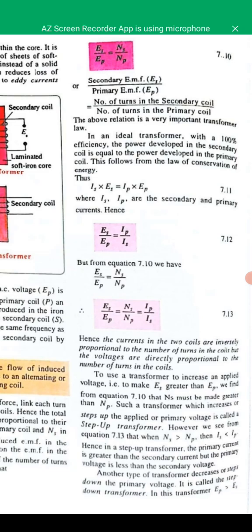So combining the three formulas in equation 7.13, we have ES over EP equal to NS over NP equal to IP over IS. Can you see how it changes now? So quickly, the ratio NS over NP is called the turns ratio. You can be asked to calculate the turns ratio of a transformer. It is the number of turns in the secondary coil over the number of turns in the primary coil. And it is more than 1 for a step-up transformer, and less than 1 for a step-down transformer. So let's look at calculations as we round up.